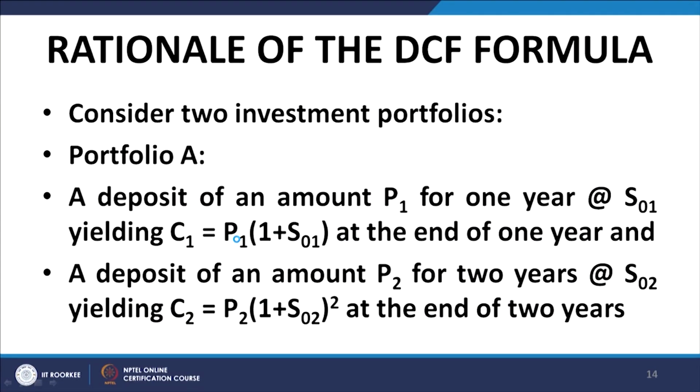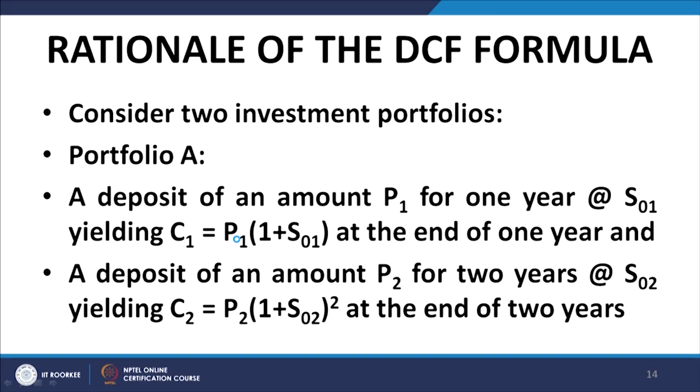Rationale, this is what I was talking about, a rationale of the DCF formula. Let us consider two investment portfolios. Again we will invoke arbitrage. Let me tell you at the outset, arbitrage is literally an all pervasive concept. It is ubiquitous as far as the pricing of assets is concerned. Anyway, let us come to this.